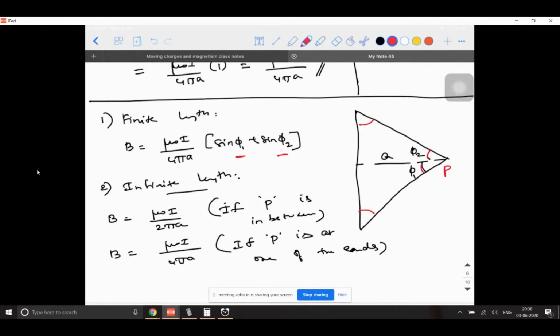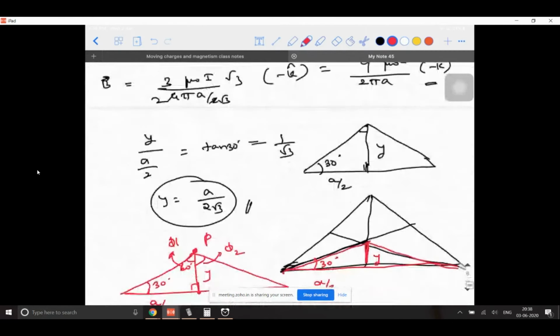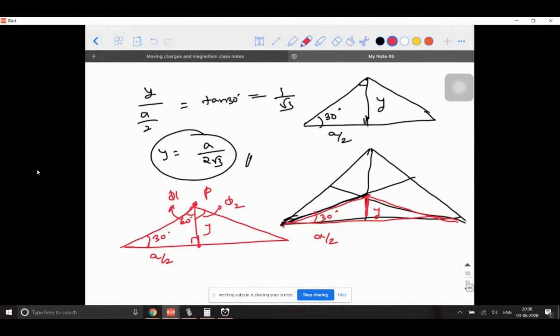Anyone else? Any doubt? Sir, if you take the perpendicular distance as root 3a by 6 and sine 60 plus sine 60, you get the same answer. Root 3a by 6. So why should I take root 3a by 6? The perpendicular distance from the centroid to the side. So a by 2 root 3, rationalized it. You just multiply the numerator and denominator with root 3.